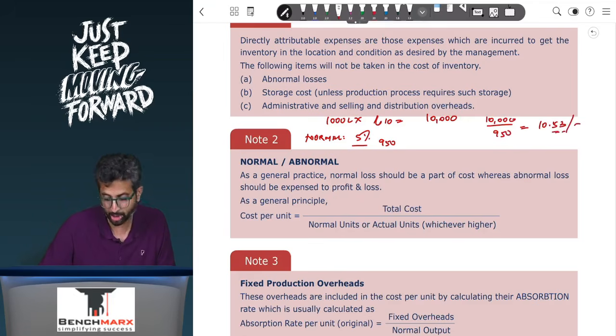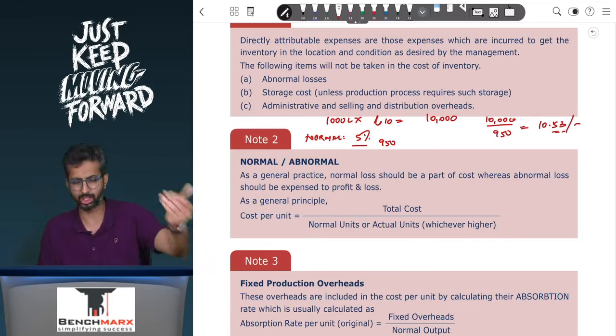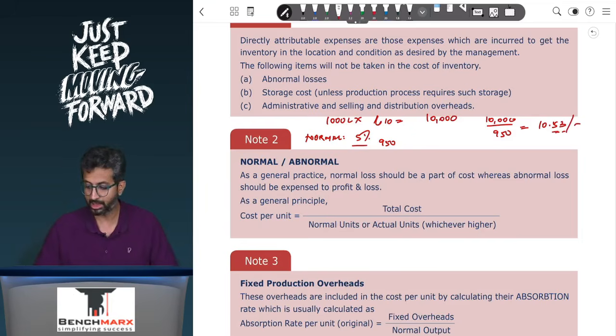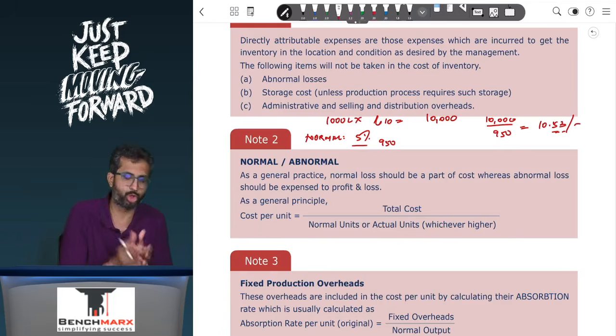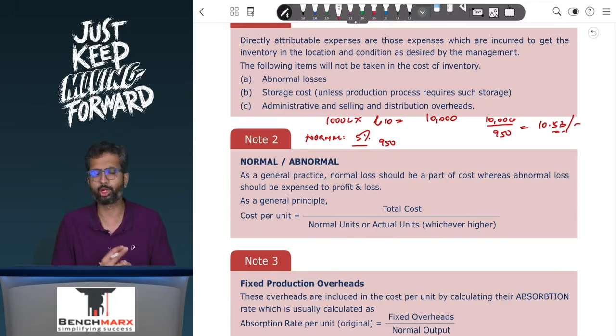Now, when I look at the cost per unit, 10 rupees I am paying to the supplier, but 0.53 is the addition implicitly for my normal loss. Like 50 liters are lost. 50 liters into, for example, 10 rupees per liter, that is 500 divided by 950 liters that are remaining, that is 0.52 rupees is the addition to my cost due to the normal loss that I normally expect.